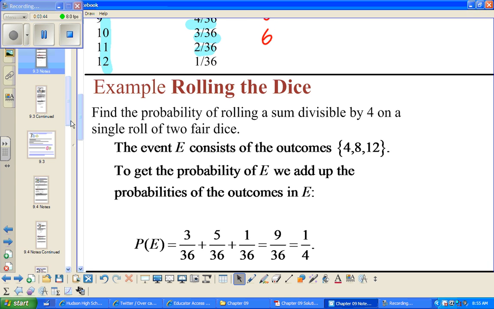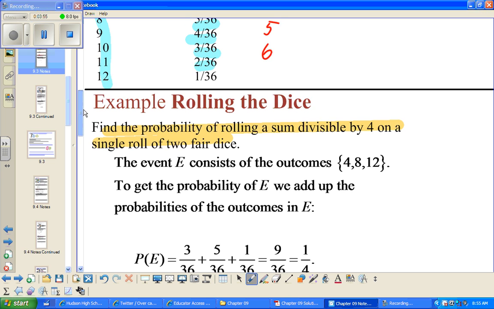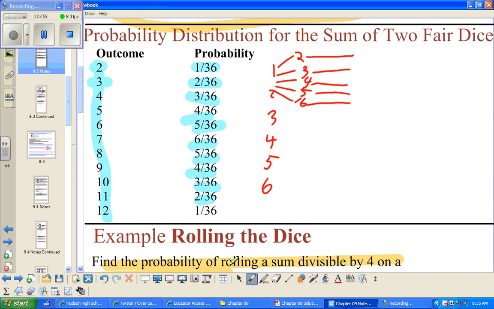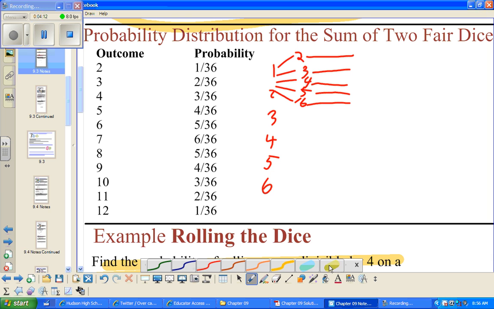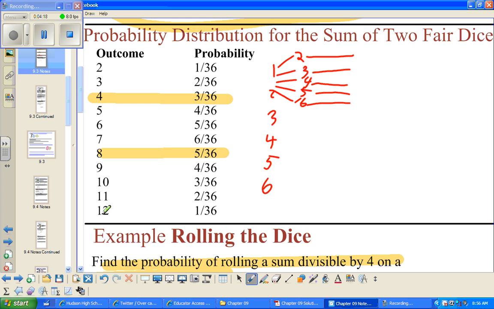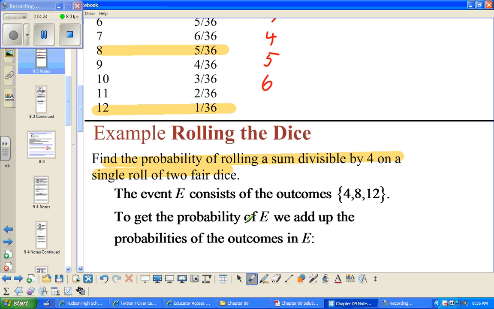So if I'm trying to find the probability of rolling a sum divisible by 4 on a single roll of 2 fair dice, well, if we look at our list here, what results are divisible by 4? It's as simple as that. Well, 4 is divisible by 4, 8 is divisible by 4, and 12 is divisible by 4. So we'll use that information to help us.